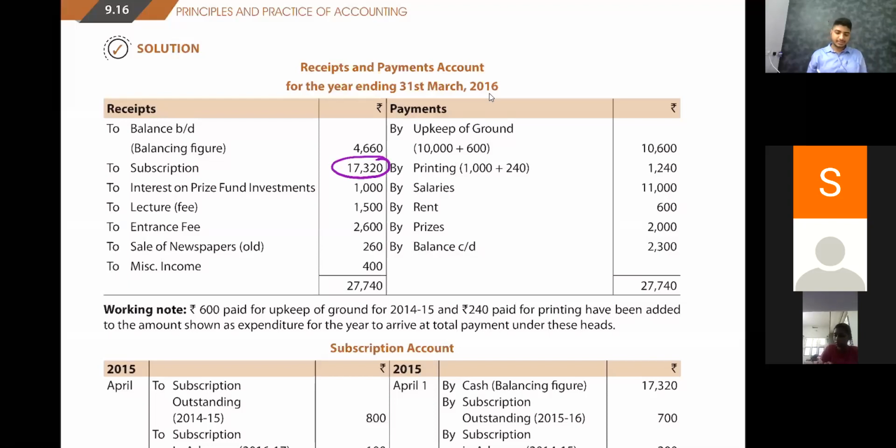What is this balancing figure? Balancing figure, see, simple, just imagine. I give details about your wallet. Wallet means imagine your purse. I will say in 1 year you have spent 20,000 rupees, and you have received 30,000 rupees. So that means you have received 30,000 rupees, you have spent 20,000 rupees.